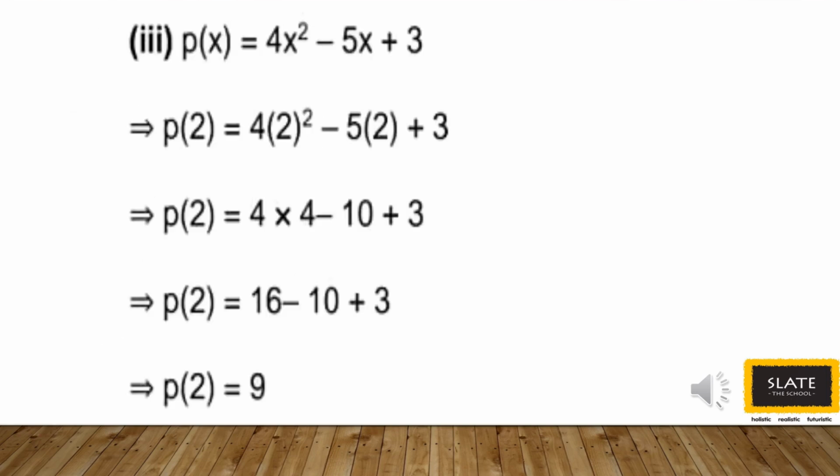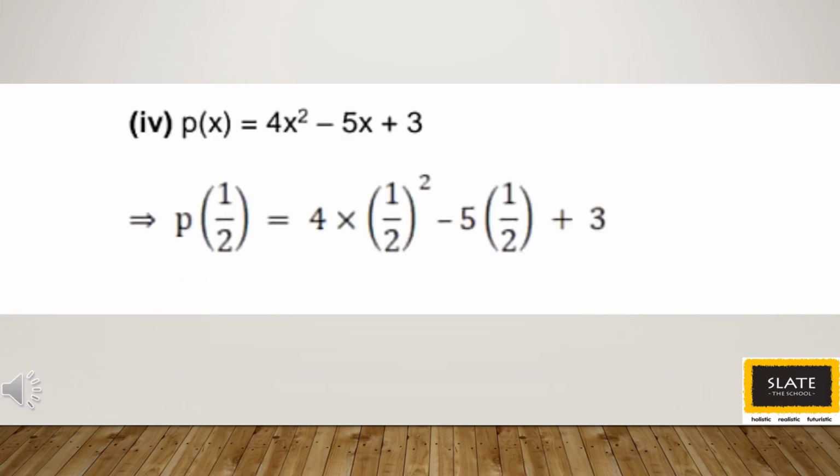Next question, we need to find p of 2. Now replace x with 2. 4 into 2 square minus 5 into 2 plus 3. Now 2 square becomes 4, 5 into 2 becomes 10. So 4 into 4 is 16 minus 10 plus 3. Finally, on simplification, we get p of 2 is equal to 9.